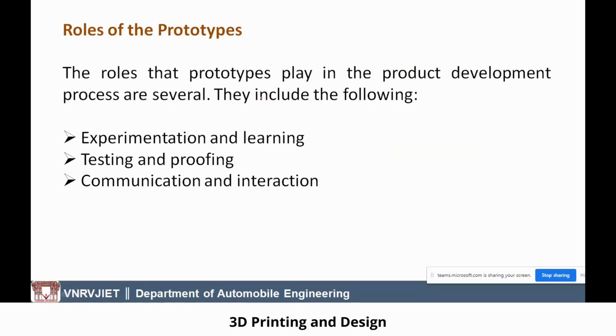The role of prototypes or components plays a very significant role in the product development process, and they are experimentation and learning. That means you can produce one component and do the experimentation, and you can also learn during the experimentation how it is reacting and how it is performing. That's what we can say, testing and proofing. That means we have to test that. We can test the first single component, and if everything is okay, then we can go for mass production.